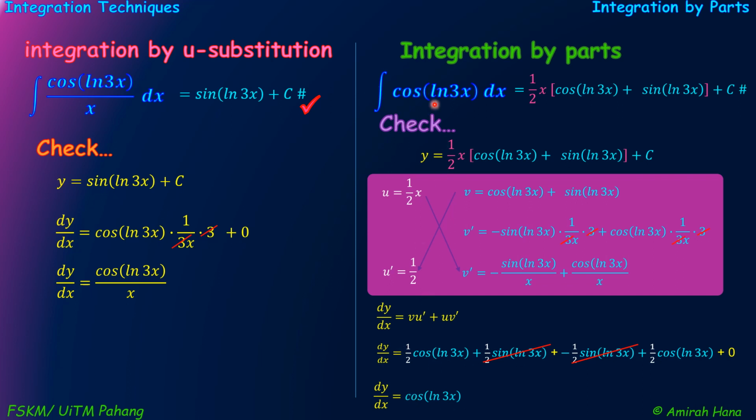Okay, that means when we differentiate back the final answer when we integrate, we get back the function that we integrated, right? So this answer is correct. To integrate cos ln 3x over x dx, we need to integrate using u substitution. And to integrate cos ln 3x dx, we need to integrate using integration by parts, right? So that's how we check the final answer. We just differentiate back the final answer when we integrate. And if we get back the function that we integrated, it means the answer that we get is correct, right?